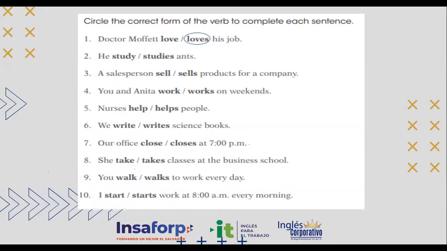Norma, are you there? Yes. You and Anita worked on weekend. Okay. Another name, please. Linda. Nurses. Nurses help people. Name? Narciso. Okay.